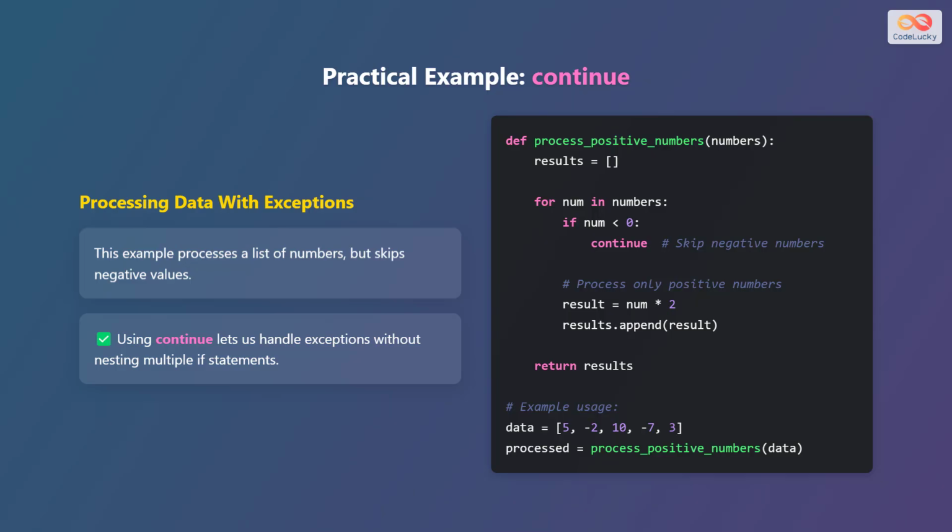In this example, there is a function called processPositiveNumbers that takes a list of numbers as input. For each number in the list, it checks if the number is less than 0. If it is, it continues to the next number, effectively skipping negative numbers. Otherwise, it processes the positive number by multiplying it by 2, and appends the result to a list. Finally, it returns the list of processed positive numbers. So, with the data 5, -2, 10, -7, and 3, the processed result would be 10, 20, and 6.